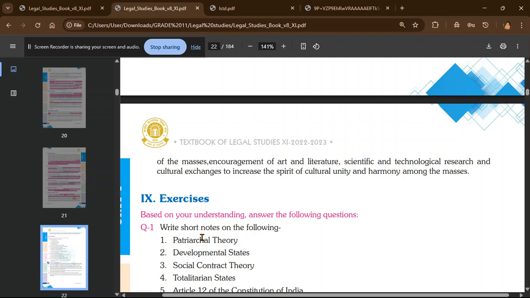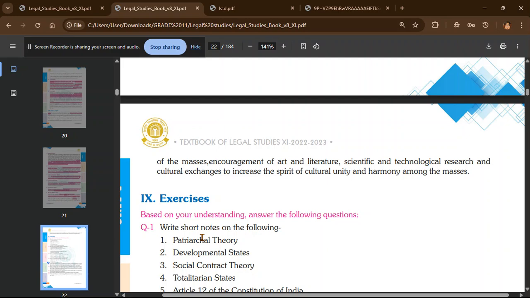Under which article are fundamental rights contained? So 14 to 35. See, in these options they have given you article 12 to 35, 10 to 35, 1 to 5, and option D is none of these. So don't get confused and think none of these can never be the answer. No, it is none of these because 14 to 35 is not there.